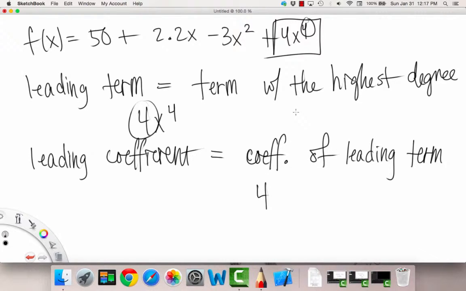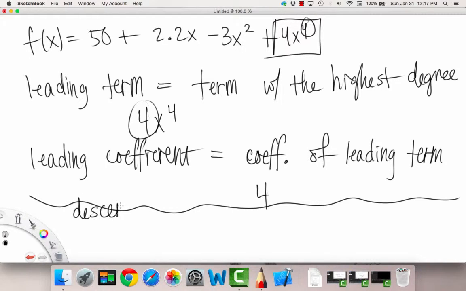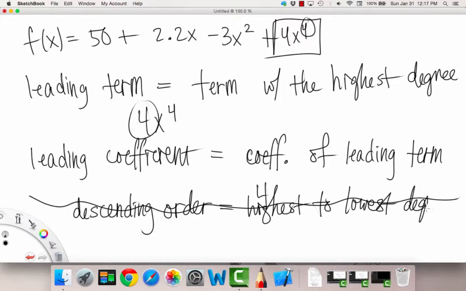One last thing, and this isn't really a term, but something to note: we often arrange our polynomials in descending order. Well, I guess that's kind of a term on its own. Descending order just means in terms of highest to lowest degrees, or powers, you could say. What does that mean in our case? It means we're going to write our leading term first, so 4x to the fourth, because that has the highest power. The next highest power would technically be our 0x to the third, but that's not super important.